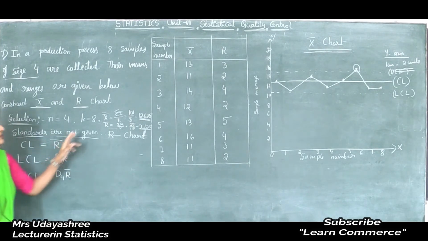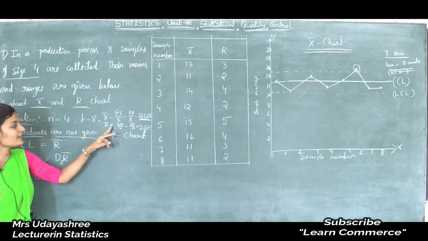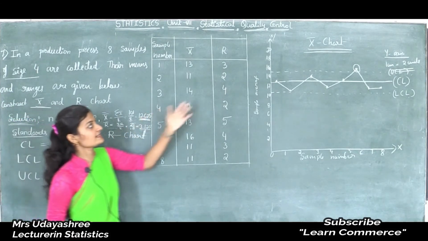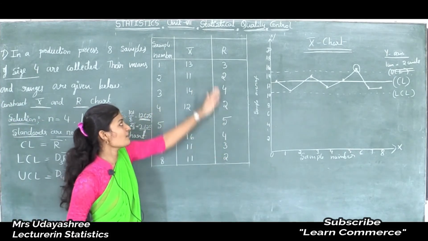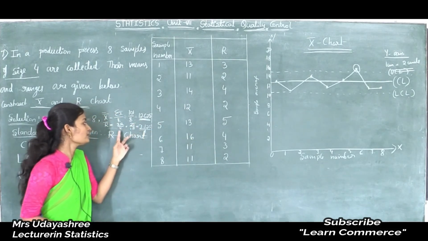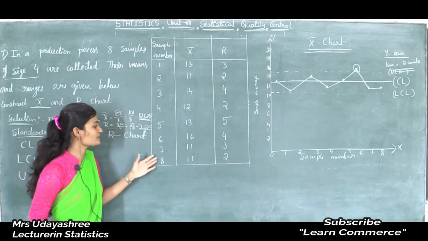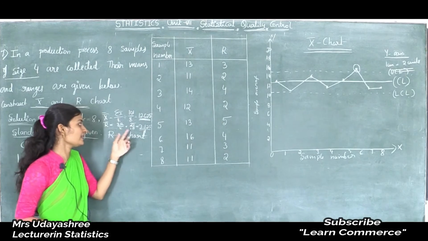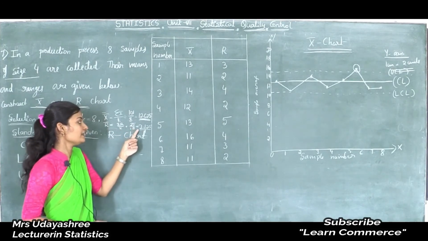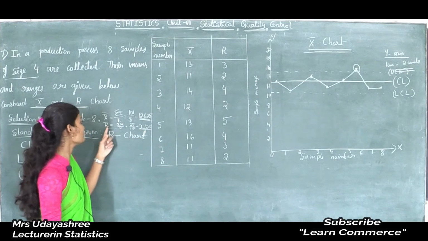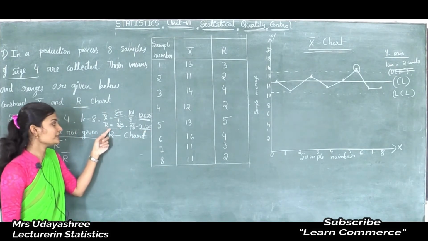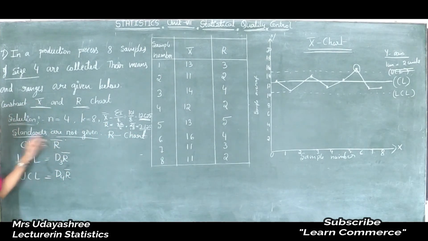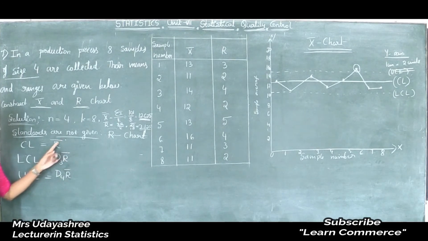See here, we already calculated R bar. So how to calculate R bar? Using the formula summation R divided by K. See, summation R in the sense what? That is the sum of these observations. See here, we got the sum of this R observation is 25. Then what is K? K is the number of samples, or sample numbers. Here it is 25 divided by 8. Here we got the value 3.125. So R bar is 3.125.